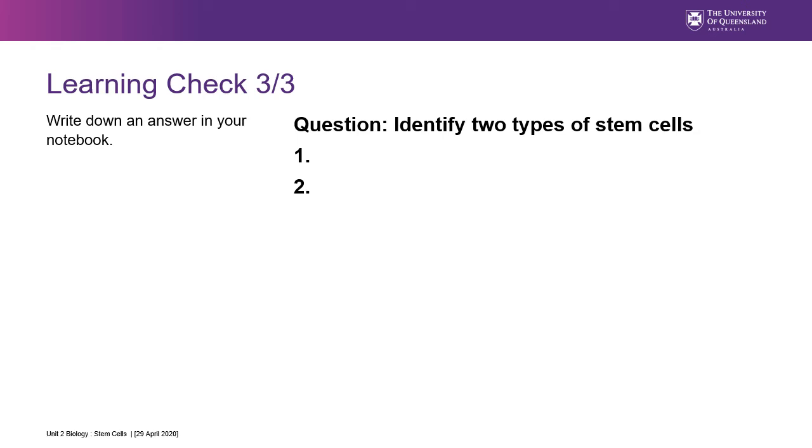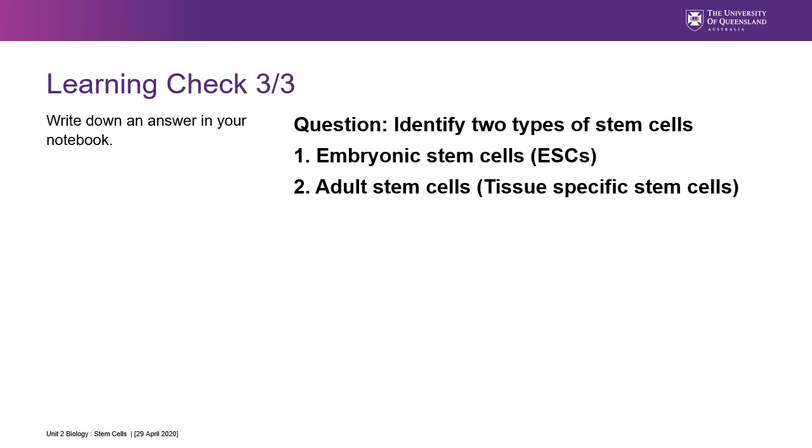And finally, identify two types of stem cells. So there are embryonic stem cells and adult stem cells. Adult stem cells are also sometimes called tissue-specific stem cells. You might also see them referred to as somatic stem cells. Somatic cells are normal specialized body cells, so using somatic stem cells might be a little bit confusing.